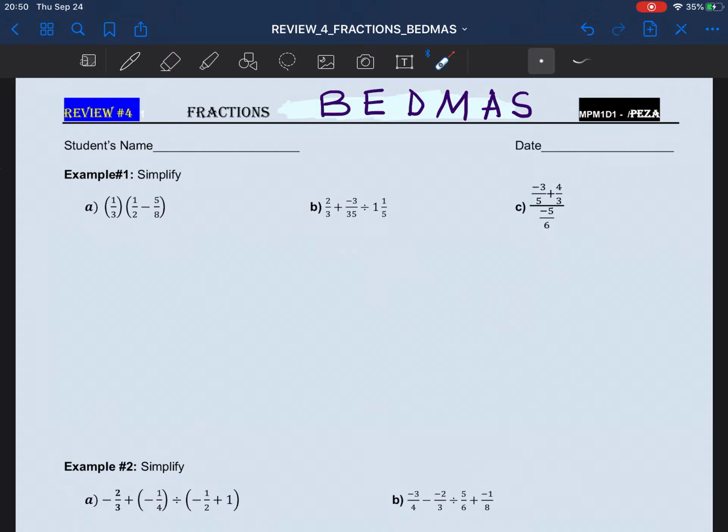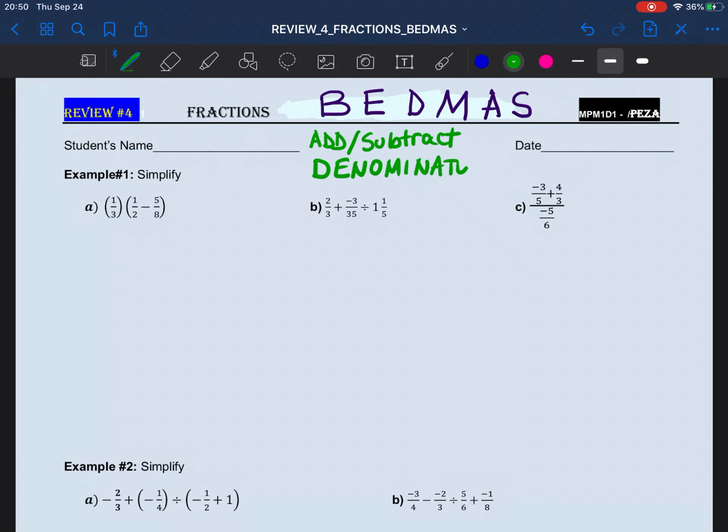Now, one thing that I want you to keep in mind when we are simplifying expressions that involve fractions is this. We can add and subtract fractions if and only if the denominators are the same. So, when we add or subtract, we must take care of the denominators. We must make the denominators the same. When we multiply or divide, we don't have to worry about the denominators.